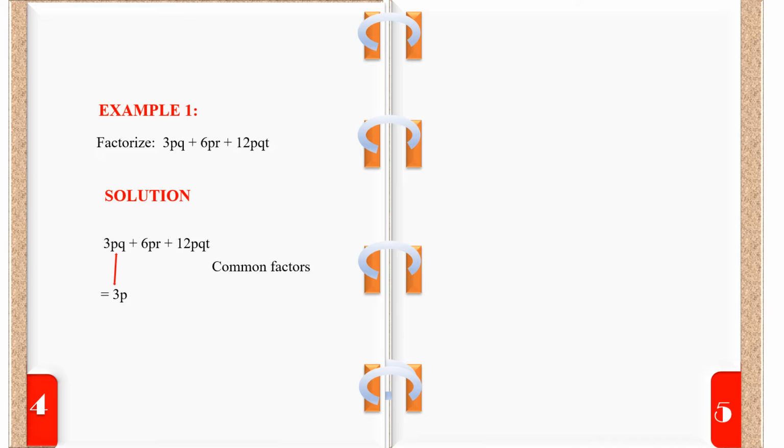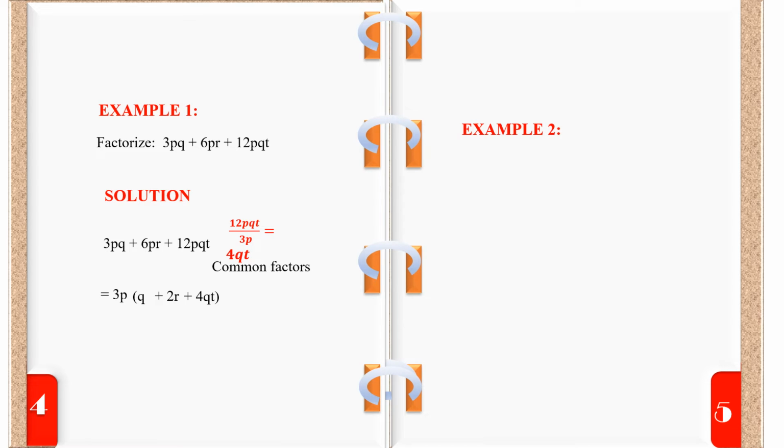Now 3pq divided by 3p will give us q. Then we write our q, then plus 6pr will be divided by 3p. That will give us plus 2r. Then 12pqt divided by 3p. So that will give us plus 4qt.